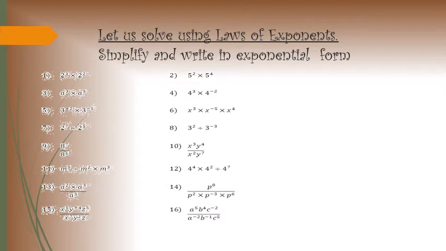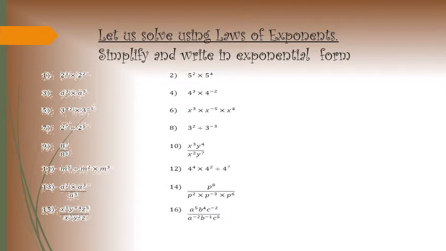Second question is 5 raised to 2 into 5 raised to 4. So that is equal to 5 raised to 2 plus 4, which is equal to 5 raised to 6. Now third one, a raised to 3 into a raised to 5. We have to add the exponents. Here also the bases are the same. So a raised to 3 plus 5, that's equal to a raised to 8.